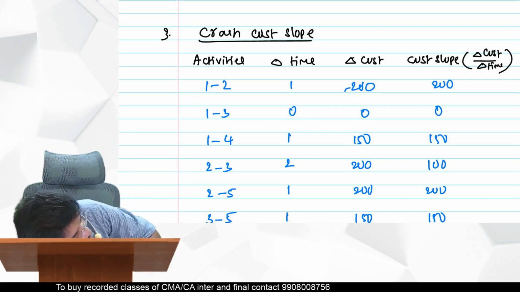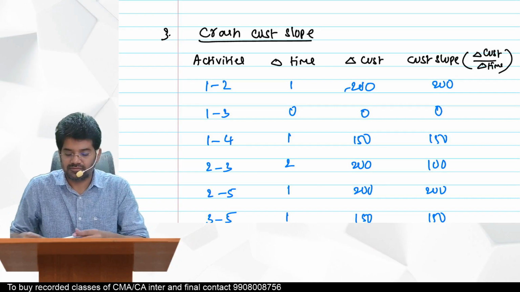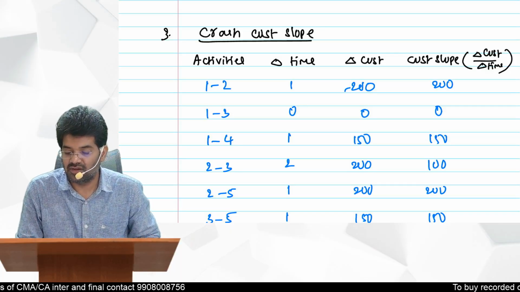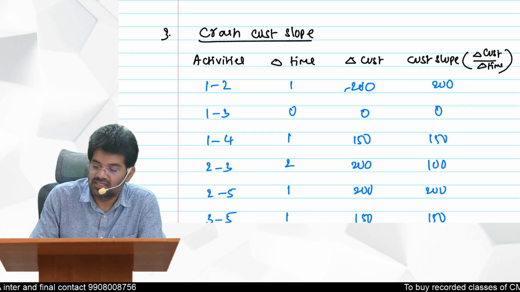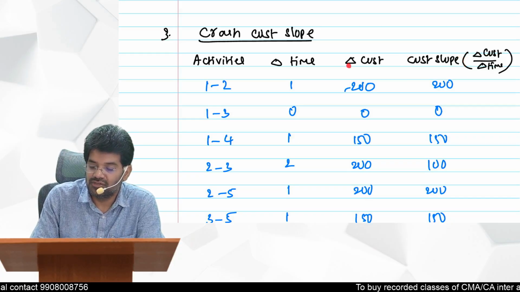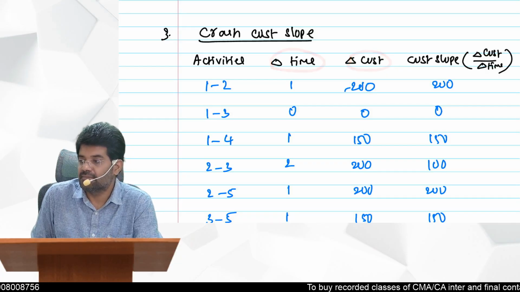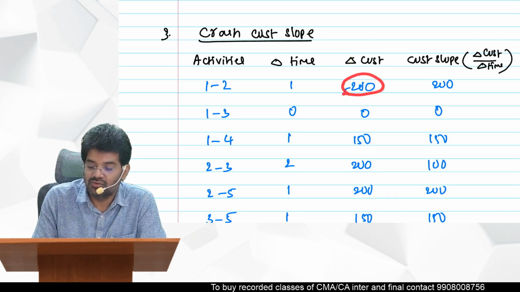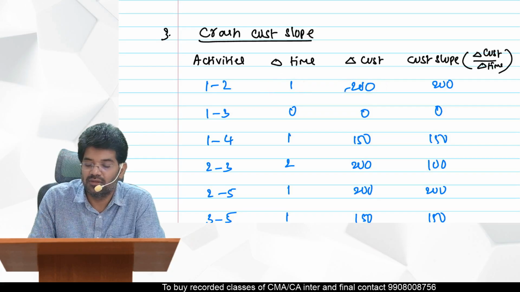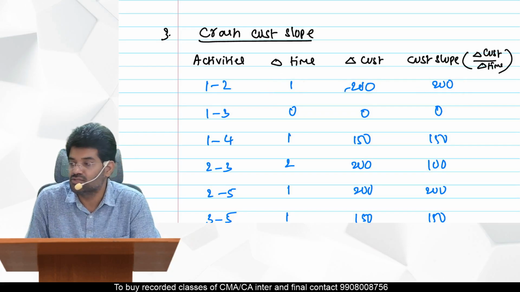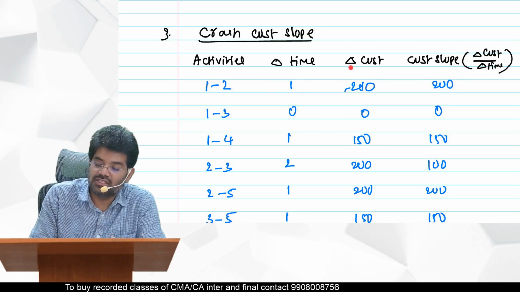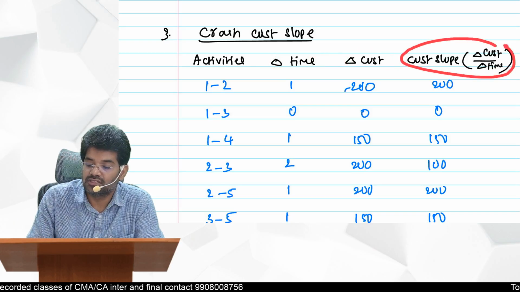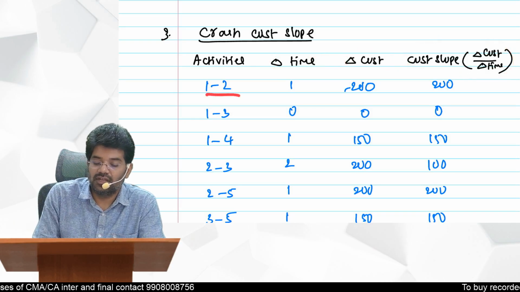What is crash cost slope? For 1 day saved, what is the extra cost? This is called a slope, the change in cost divided by change in time. So if you see for the first activity, what is the extra cost? 200 for 1 day only, decrease in 1 day only we are incurring. So for 1 day, what is the extra cost? 200. So change in cost divided by change in time. That is how you get this cost slope. For every activity you should calculate this.